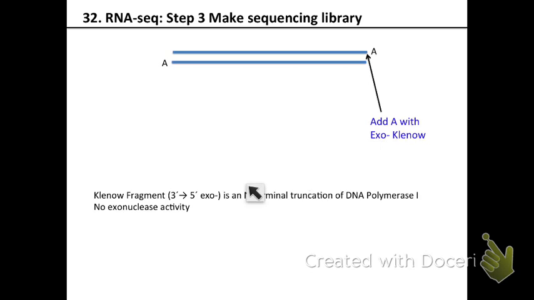What that means is that a Klenow fragment, exo-Klenow, is a mutant, a truncated version of DNA polymerase 1, in which the 3' to 5' exonuclease activity is removed, so that when it adds this extra A, it doesn't go back and chew back on it, okay? So it doesn't remove it. It adds it and then stops. So it has no exonuclease activity to remove this little overhang.